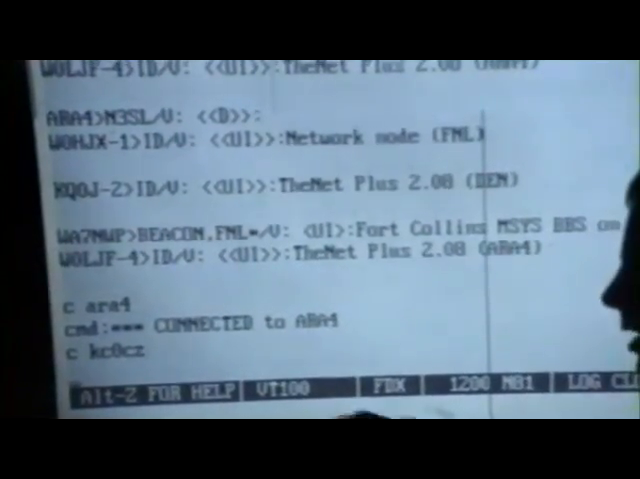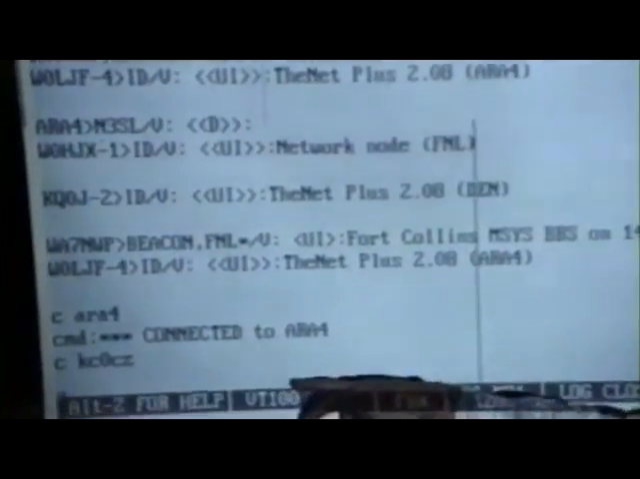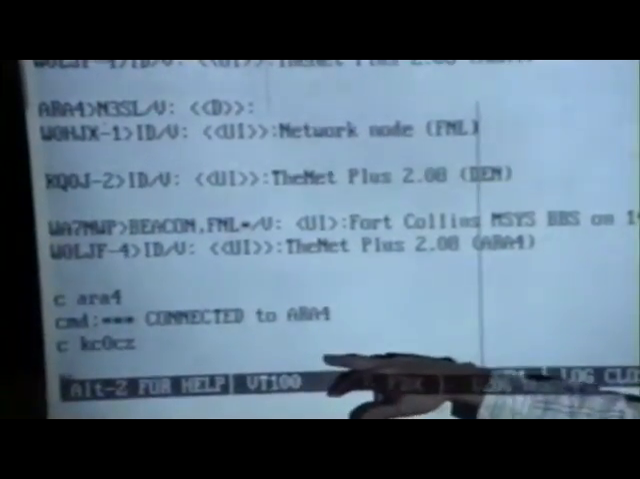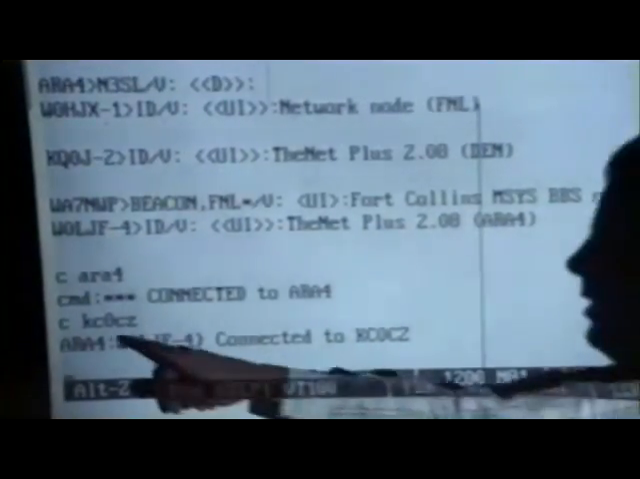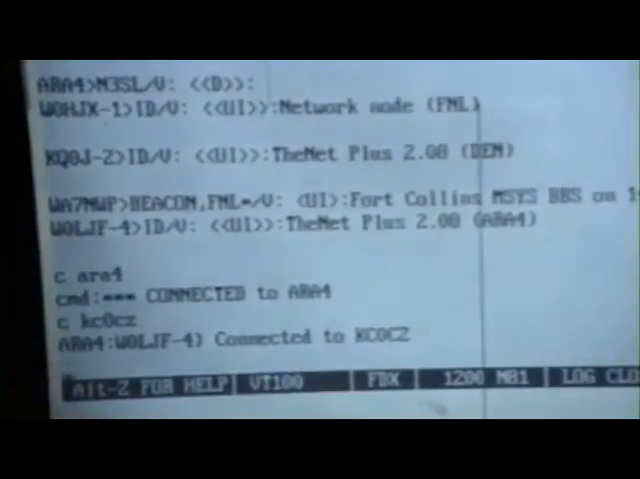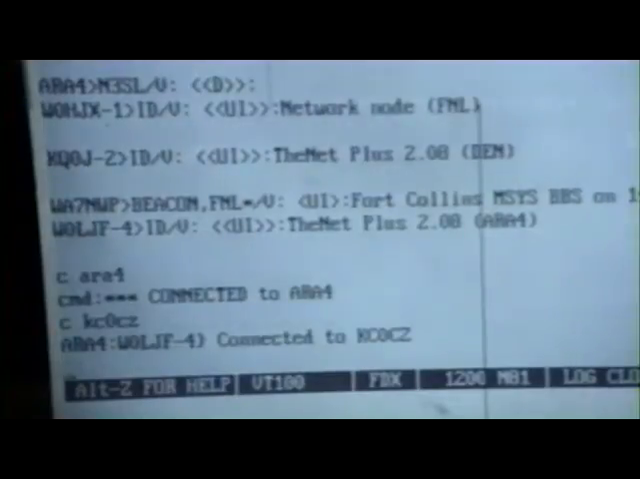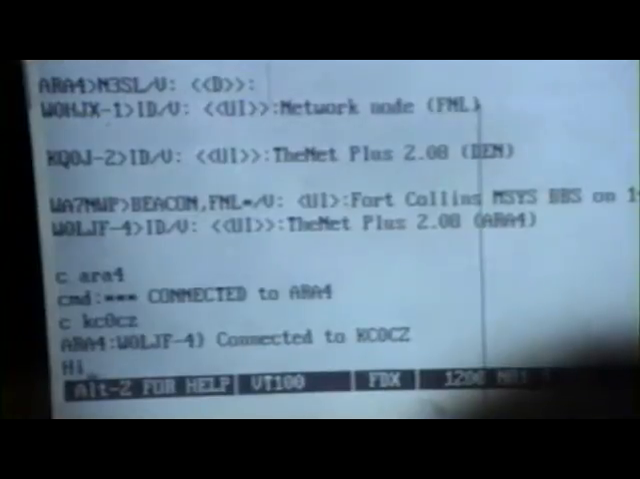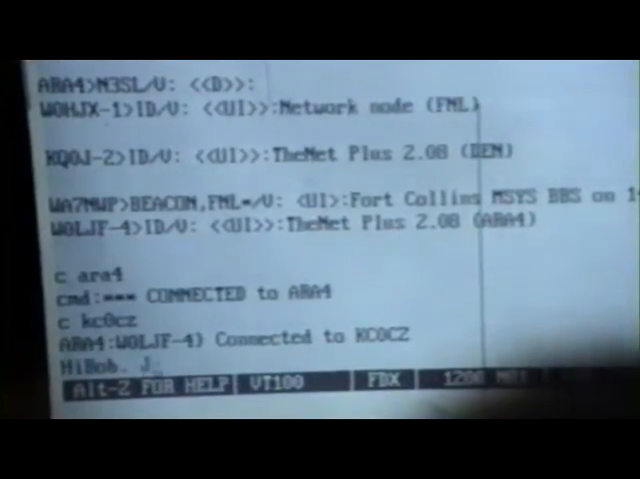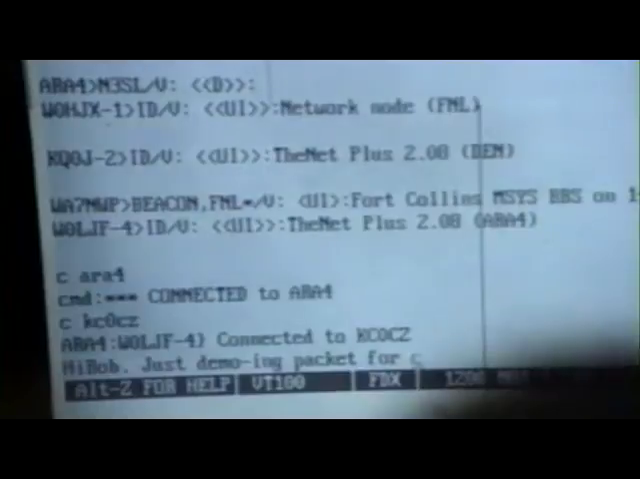Okay, now if I had the monitor on, we should see, and we're going to do this later on because I don't want to complicate it, but we should see a connect request going out. There, I just connected to him. The connect request went out with KC0CZ-15. Now Bob is up in Brighton. So I go, hi, oops, Bob. Hope I'm typing right because I'm not watching. Very close.